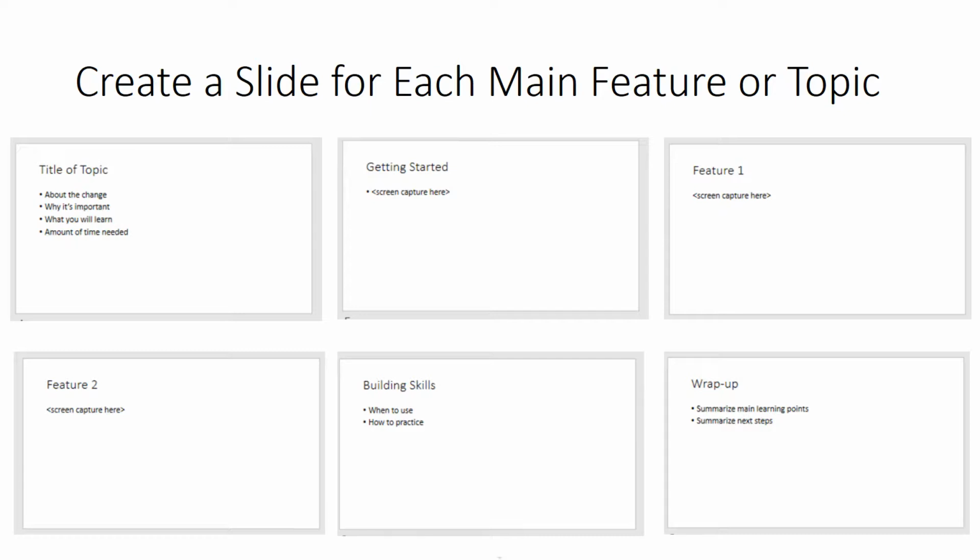You'll want to create a slide for each main feature or topic. This is an example of how I work through my storyboard. Notice these are blank slides. This is done intentionally so I can focus on my content and messages first. It's easy to get caught up in adding fancy images and animation, and this process helps avoid that trap.